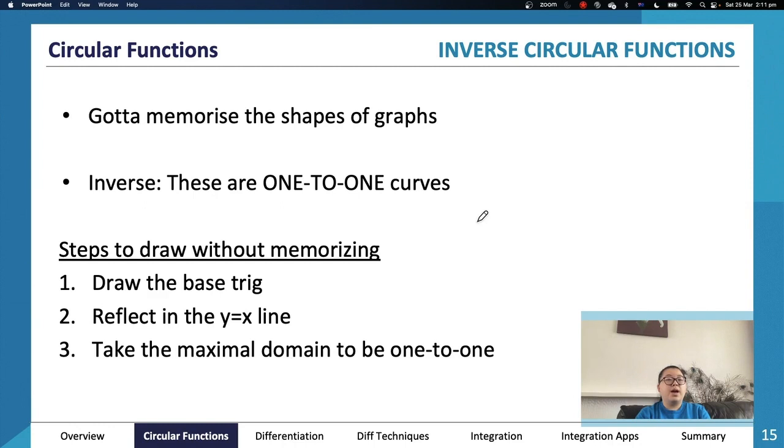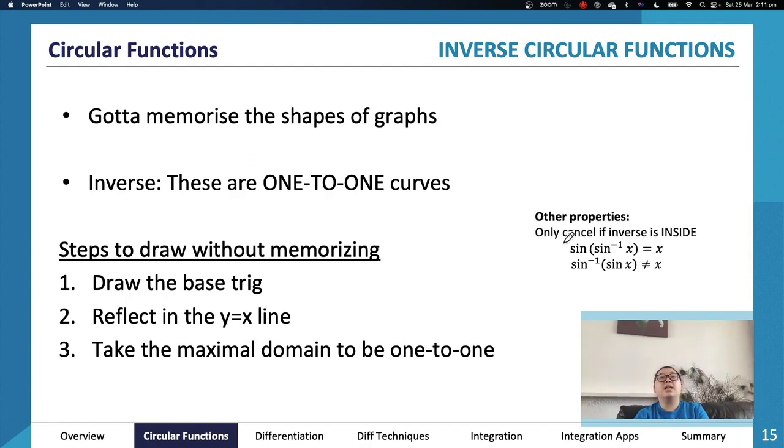So how we can draw it, if you didn't want to memorize it, is you could just draw the basic trig, try to reflect it across the line, and then take the maximal domain to be one-to-one, and then restrict and do whatever you need to do from there.